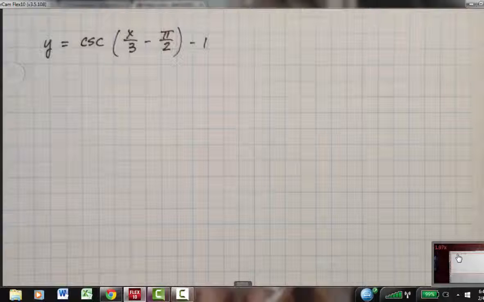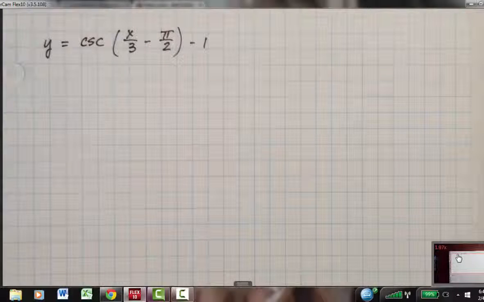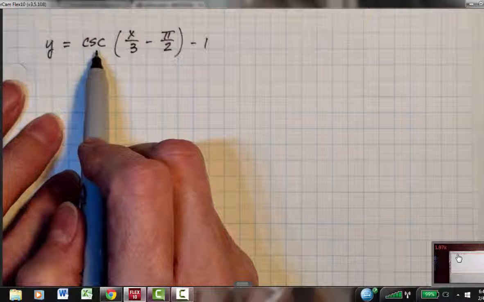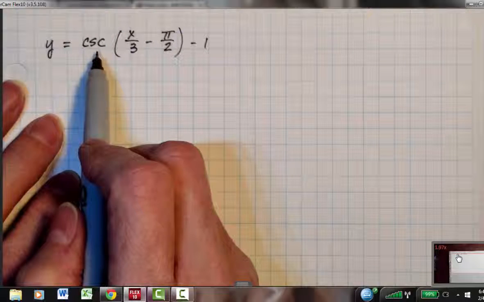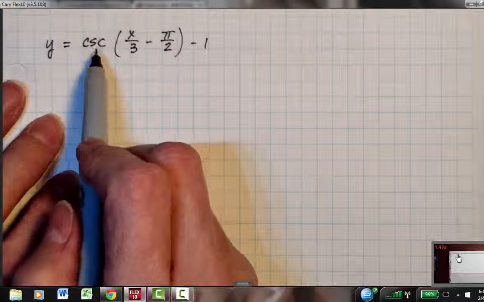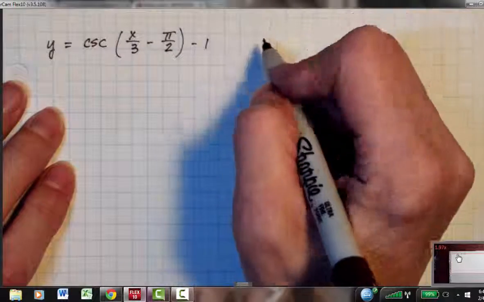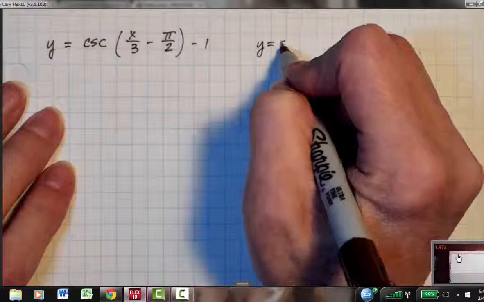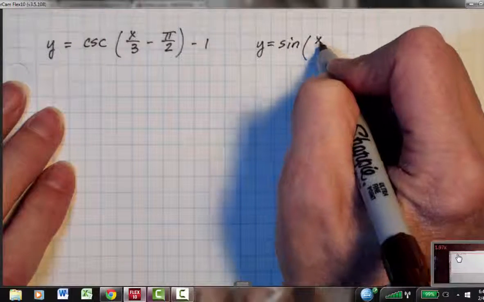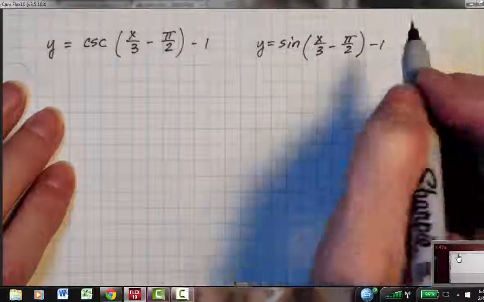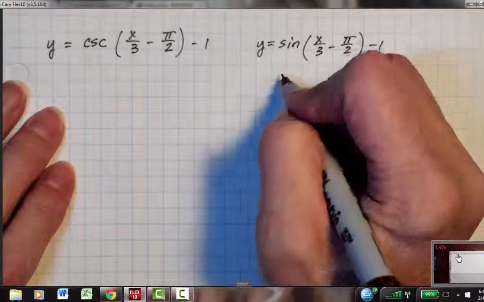The next graph I'm going to do is y is equal to cosecant of the quantity x over 3 minus pi over 2, minus 1. Now remember, when we go to graph our cosecant functions or our secant functions, we're going to want to graph the reciprocal function first. So the reciprocal function for cosecant is sine. So what I really want to graph is y is equal to sine of x over 3 minus pi over 2, minus 1. And when I graph this, I need my 5 key points.